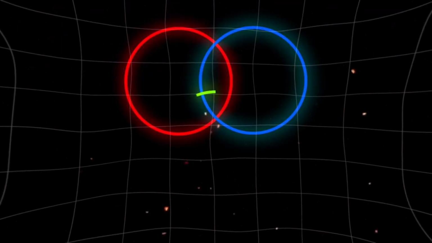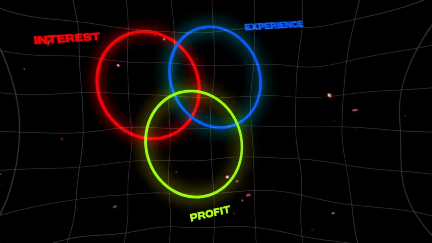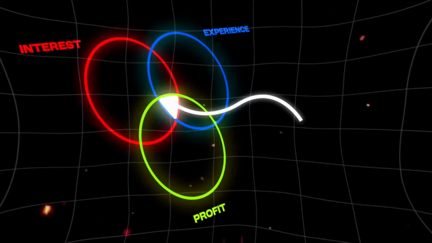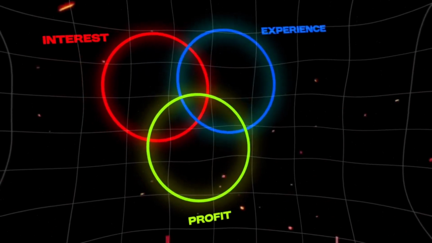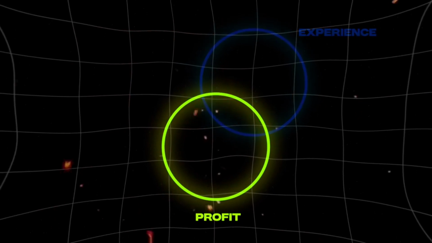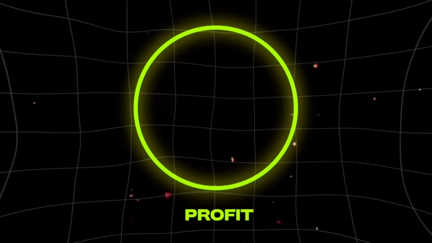Normally, we look at three factors while selecting a niche: interest, experience, and profit. And then whichever niche fits in the intersection of these three circles, we create its channel. But now, since all our work is going to be done by AI, we can completely skip the interest and experience circles and select a niche in which there is a lot of profit.